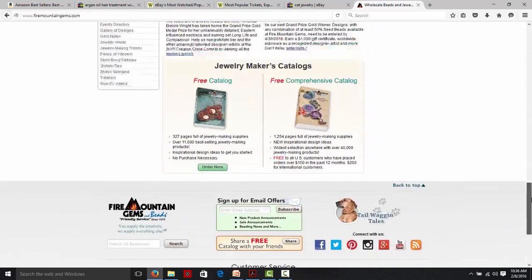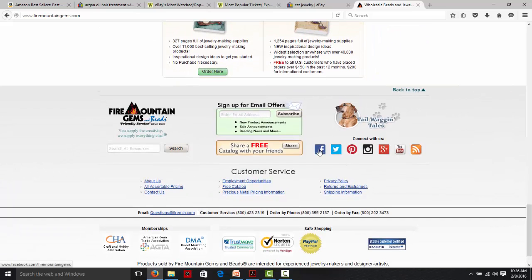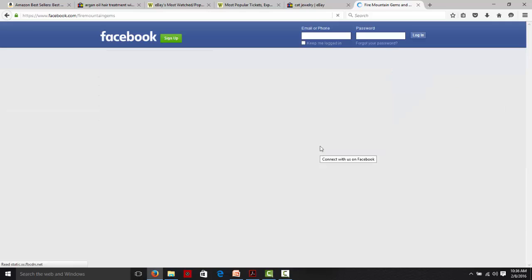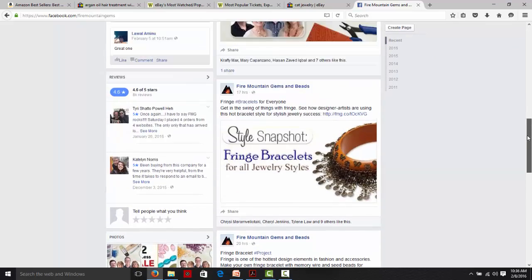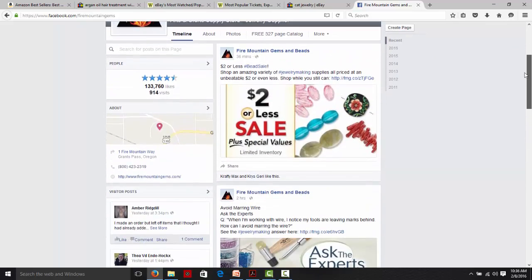I click on the Facebook icon right here, it brings me immediately to their Facebook page, and it's a fantastic Facebook page, if you ask me. It has 133,760 likes, so they are kind of famous. You may or may not want to copy their style. It might be a better move to differentiate yourself from the masses. Just distinguish yourself from what others are doing.